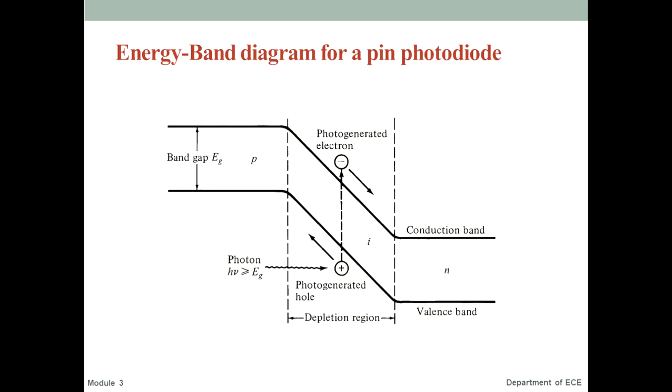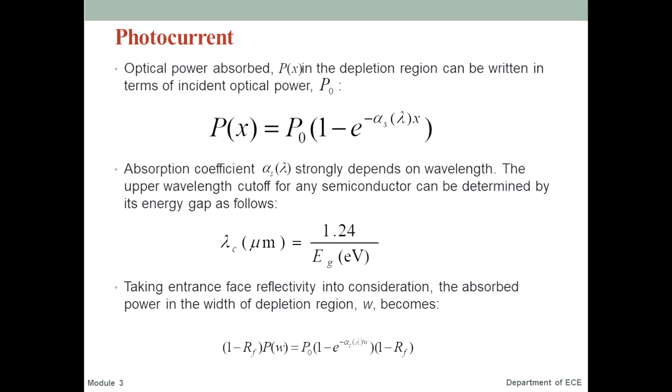This diagram shows the energy band diagram for a PIN photodiode. Here we can see the P junction and this is the N junction, and in between we can find the I junction, that is the intrinsic region. The band gap energy is given as Eg. Eg represents the band gap energy, and in the depletion region the separation of carriers takes place. The carriers will be separated and they will be collected at the reverse biased junction. Here the photon energy h mu is greater than or equal to Eg. And the photocurrent depends on the optical power absorbed.